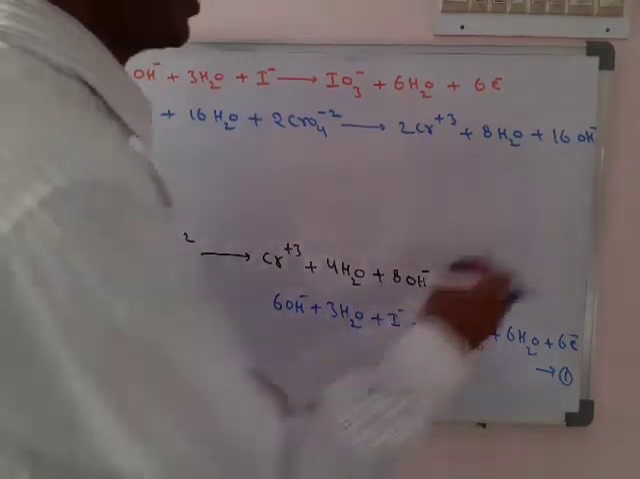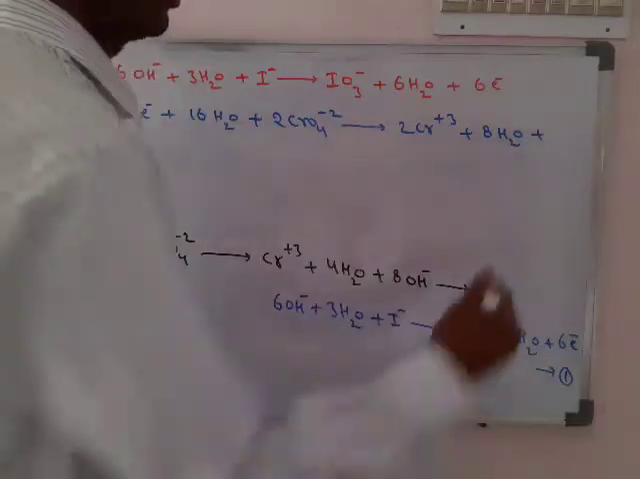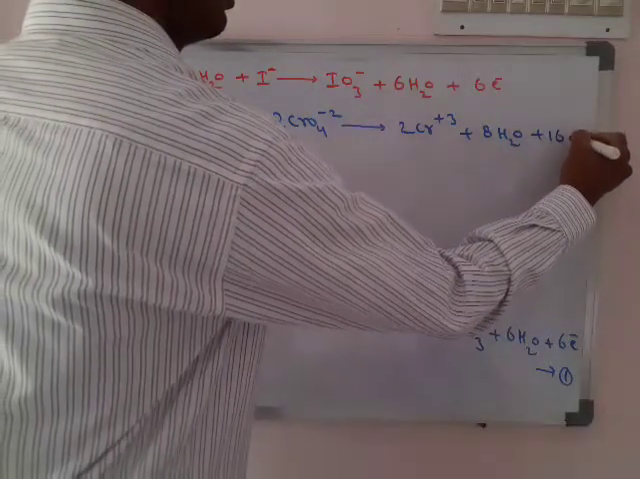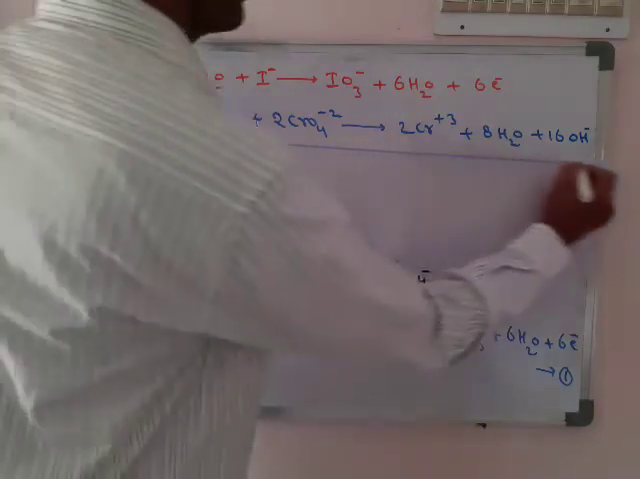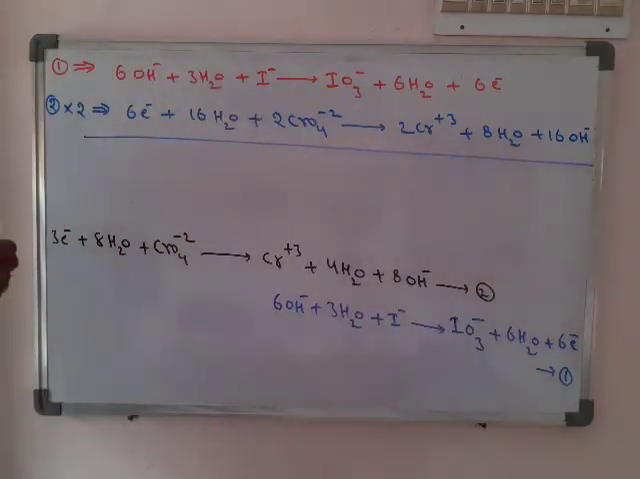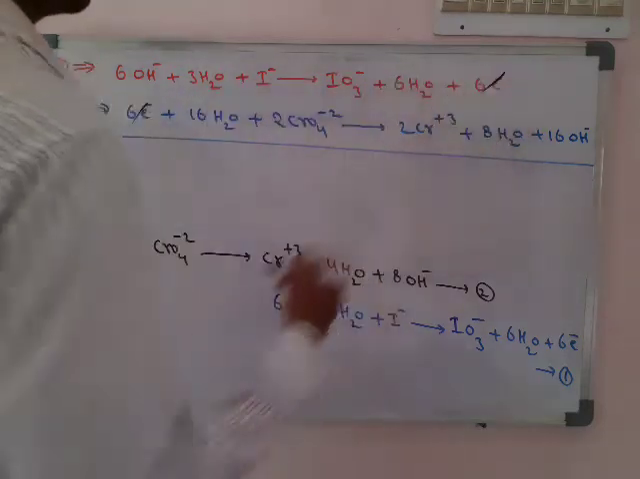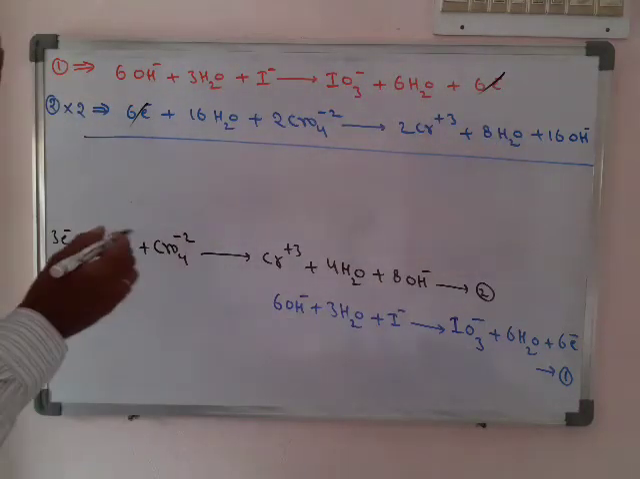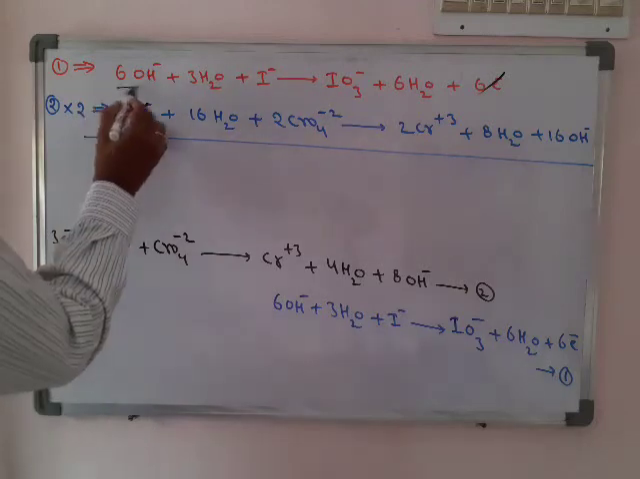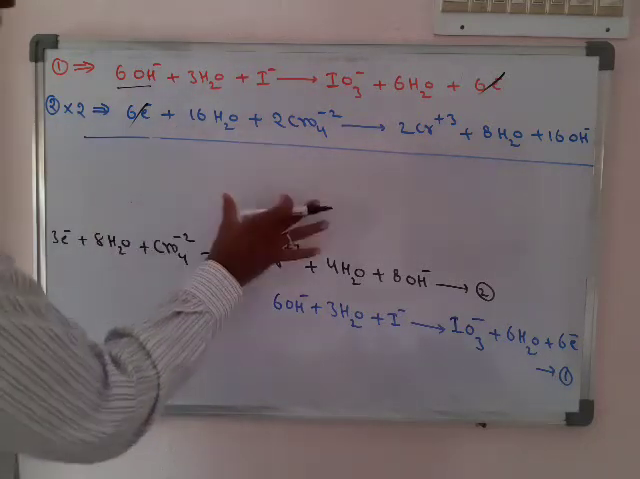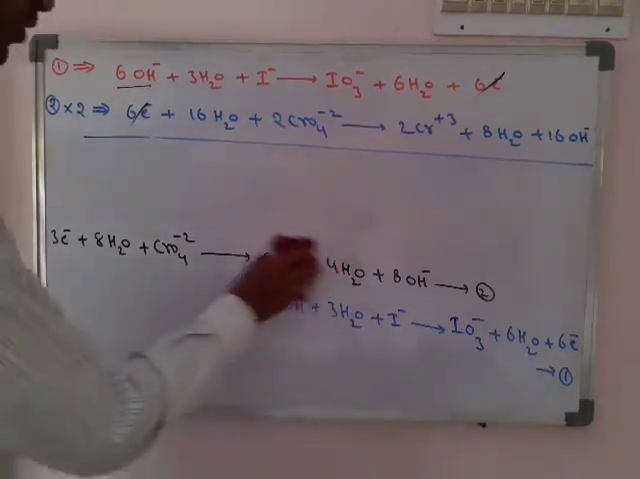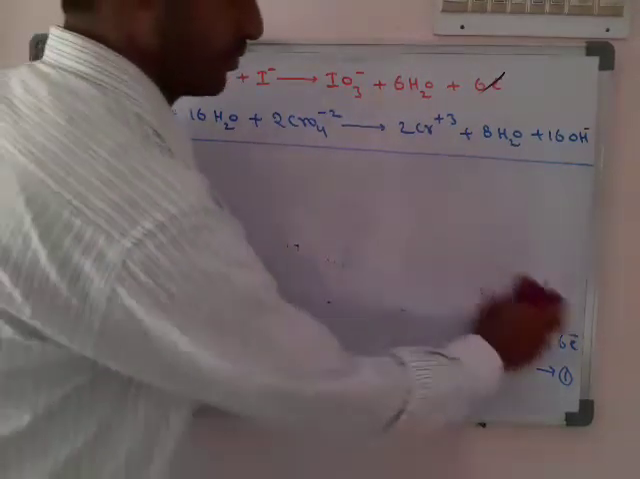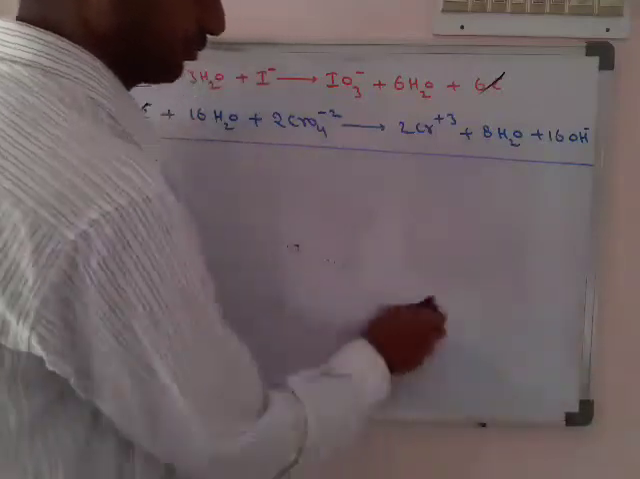It is 16 OH minus. So this is the equation. Now add these two equations. Cancel what gets cancelled. The 6 electrons get cancelled. Actually, you can see how many OH minus there are: 6 OH minus. We have already practiced this type and done many problems, so directly cancel.